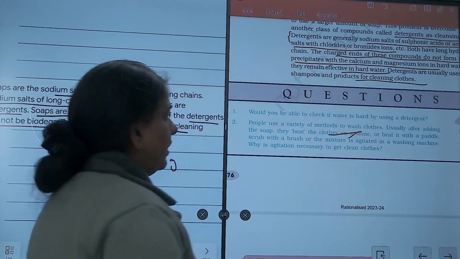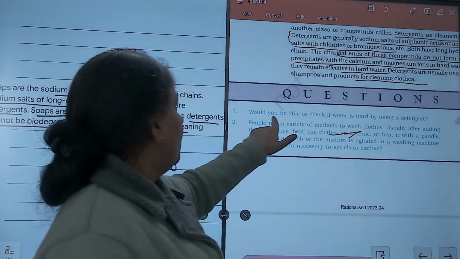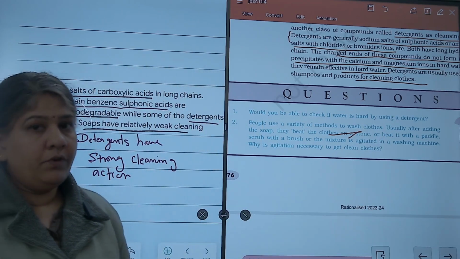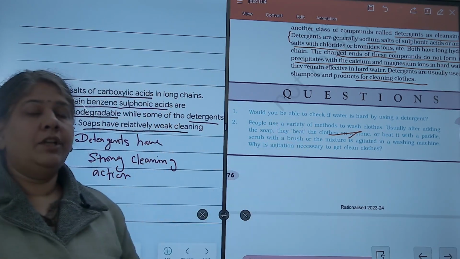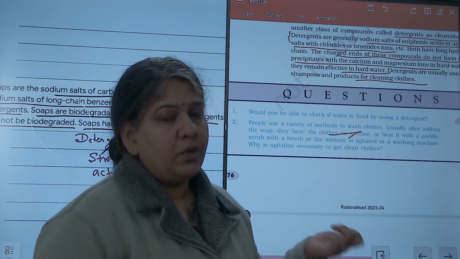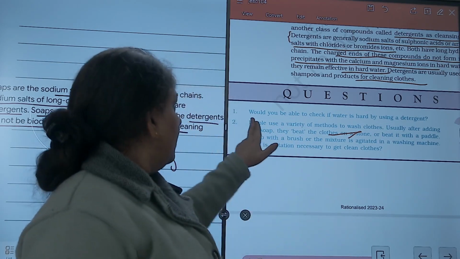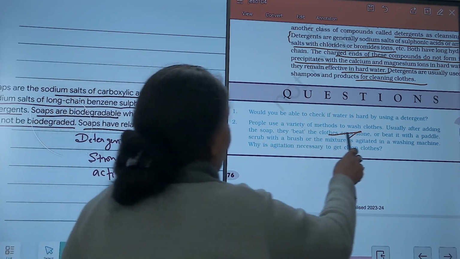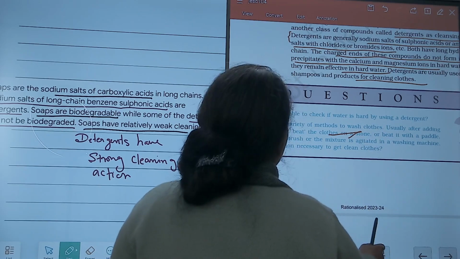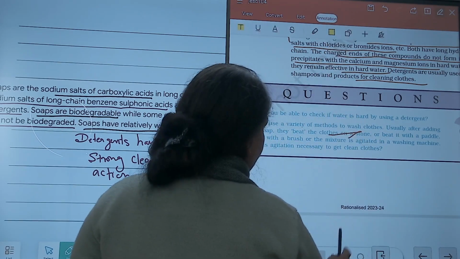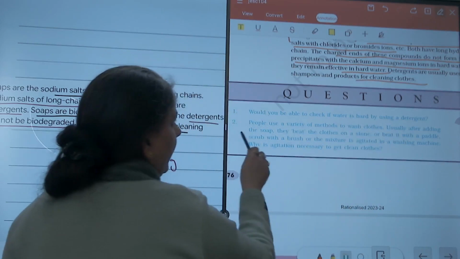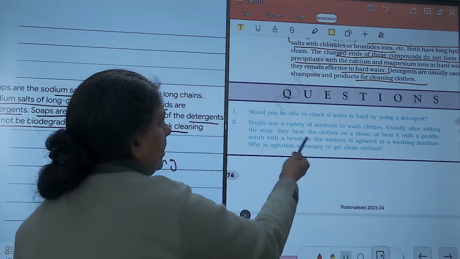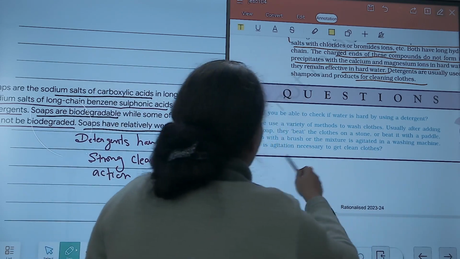Okay, now let's see these questions. Would you be able to check if water is hard by using detergent? No, we won't be able to check because detergent will form lather with both hard water and soft water. So we would require soap. So people use a variety of methods to wash clothes. Usually after adding the soap, they beat the clothes with a stone or beat with a paddle, scrub or brush, or agitate in a washing machine.